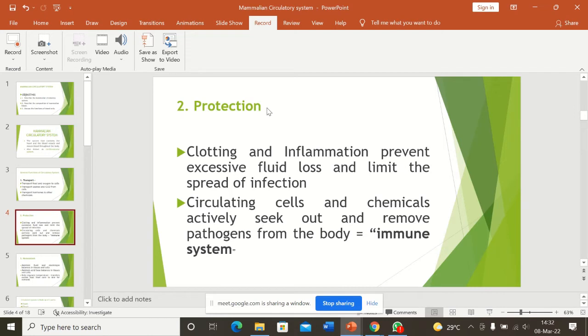Function number 2 is protection. The circulatory system protects the body by clotting and inflammation, which prevent excess fluid loss and also limit the spread of infection. Circulating cells and chemicals actively seek out and remove pathogens from the body. This is done by the white blood cells.